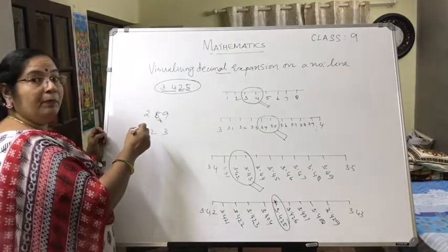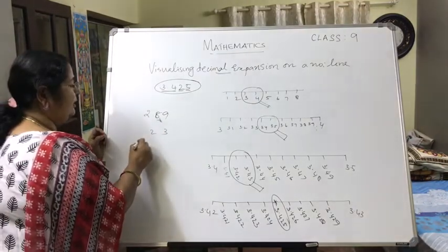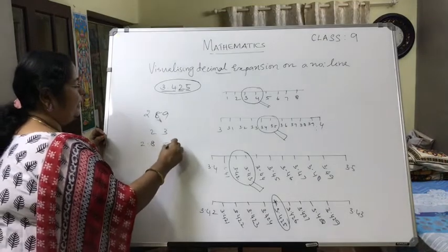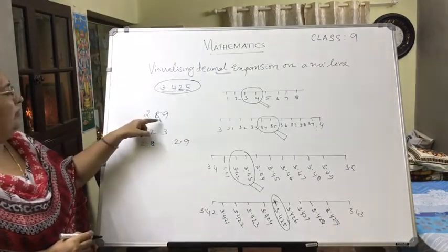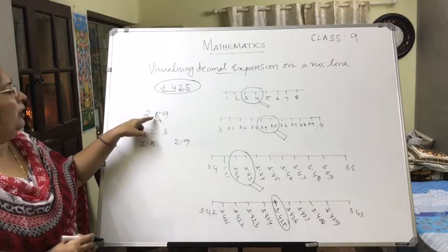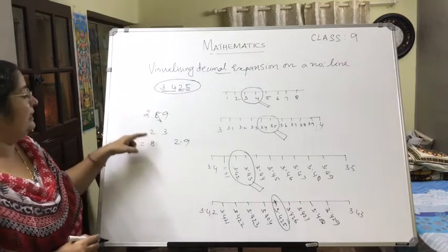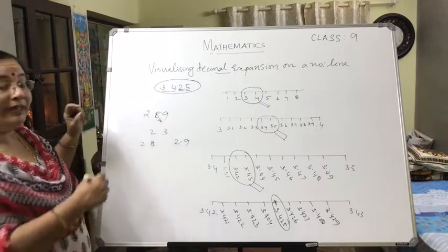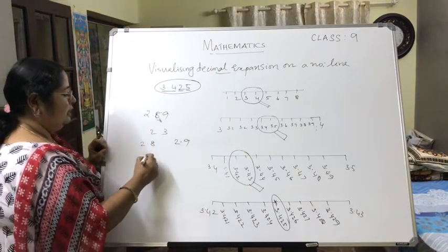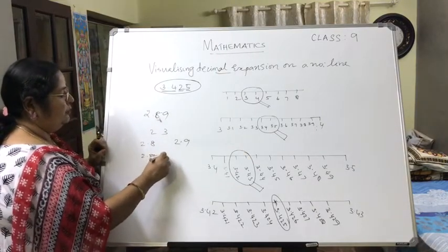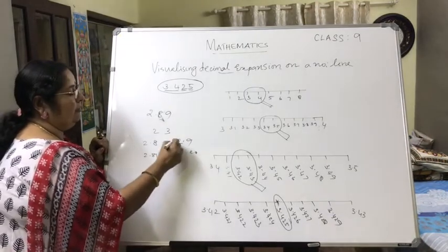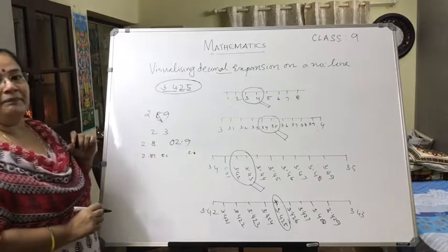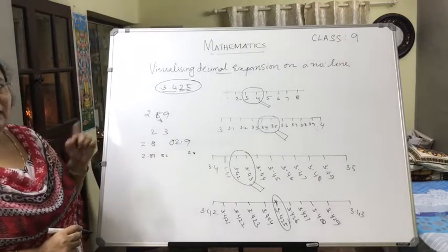Next, 2.89 will lie between 2.8 and 2.9. Now where is this coming, 2.89? So this will be 2.81, 82, 83, 84, 85, 86, up to 89. So somewhere here you will be getting it. So have you understood how to do this?